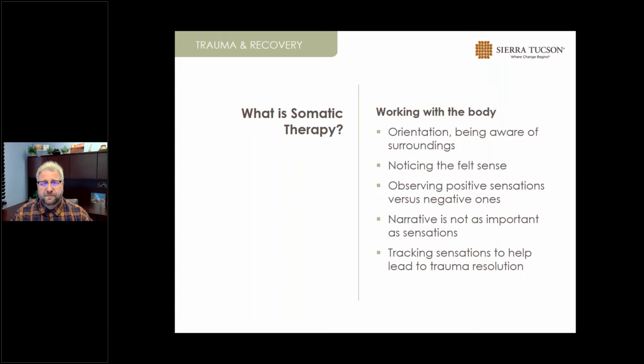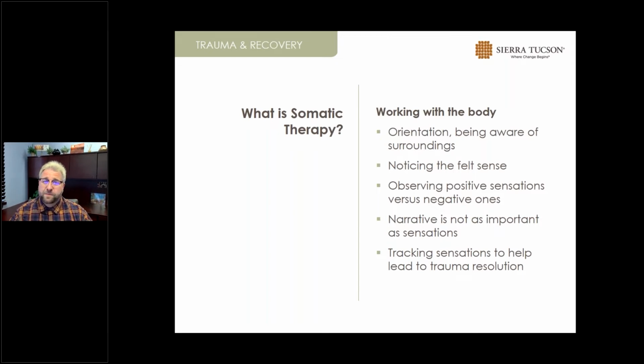Another thing I like to talk about when we go into somatic therapy and the purpose of it is that narrative is not as important as sensations or what the body's telling us. Historically, people would go into therapy and think, I'll talk about my traumas, I'll talk about everything I dislike, and then I'll feel better. Oftentimes they may recognize that that happened, but some people will actually reactivate or further traumatize themselves by going into the narrative or going into the story about their experiences.